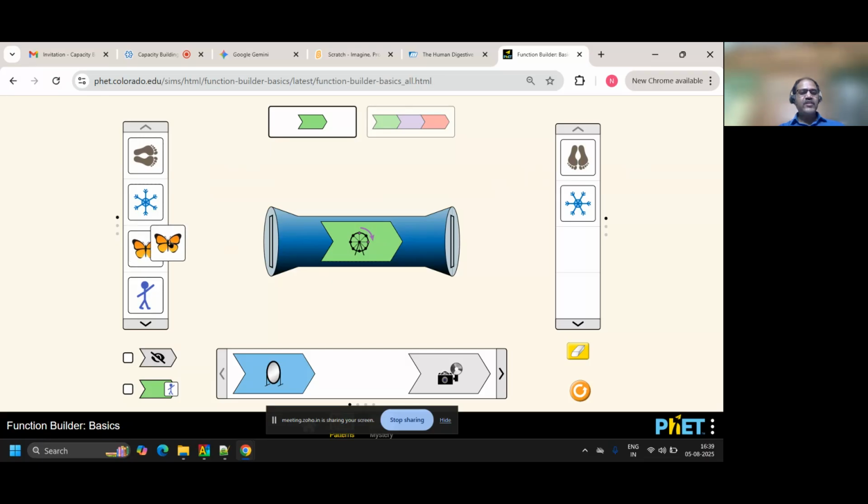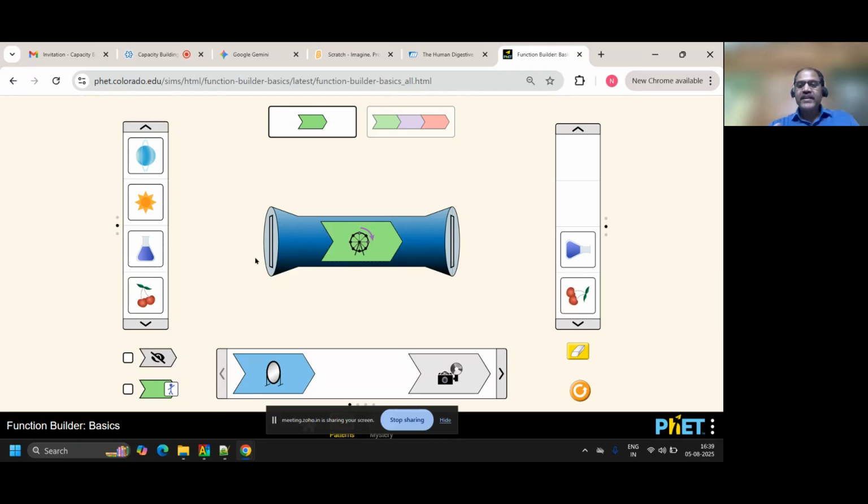Now I take this butterfly. Butterfly comes, rotated by 90 degrees. Now I take this person, rotated by 90 degrees. Correct? I have some more objects. I have this beaker, conical flask. The conical flask is rotated by 90 degrees. I have this cherry rotated by 90 degrees.